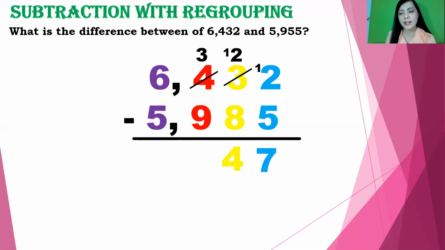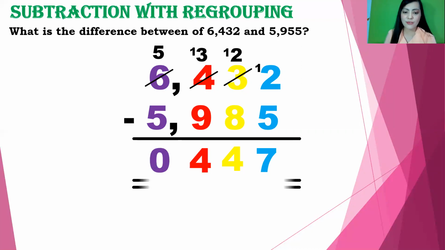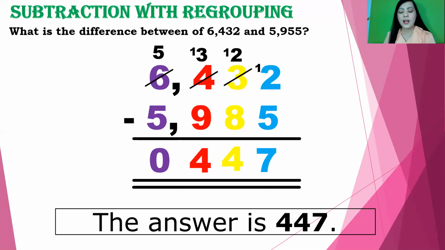3 minus 9 cannot be, so you borrow 1 from the 6,000, so 6 becomes 5. So 13 minus 9, you can now subtract, 13 minus 9 is 4. And 5 minus 5 is 0. So the final answer is 447.